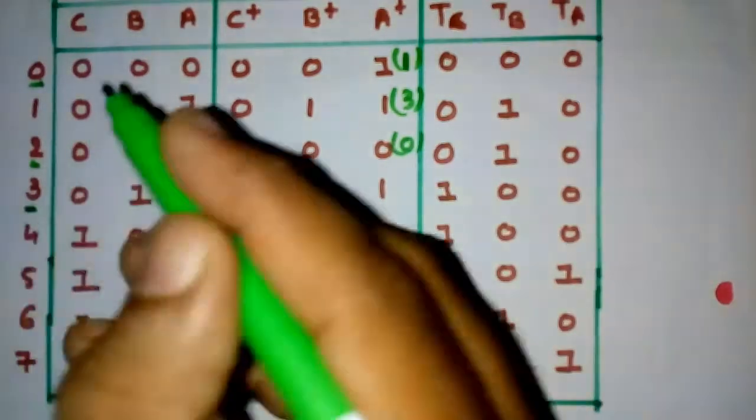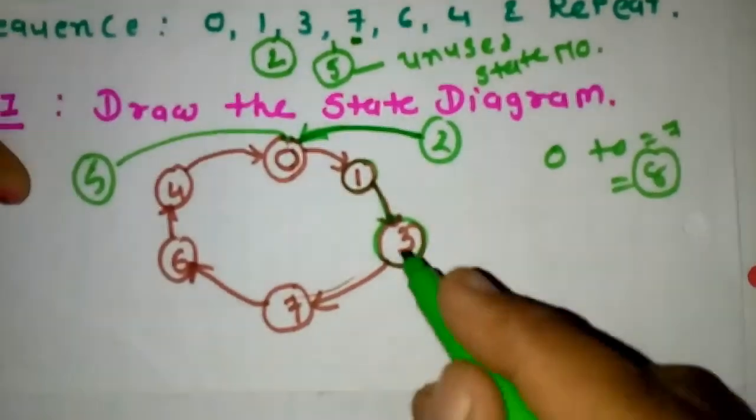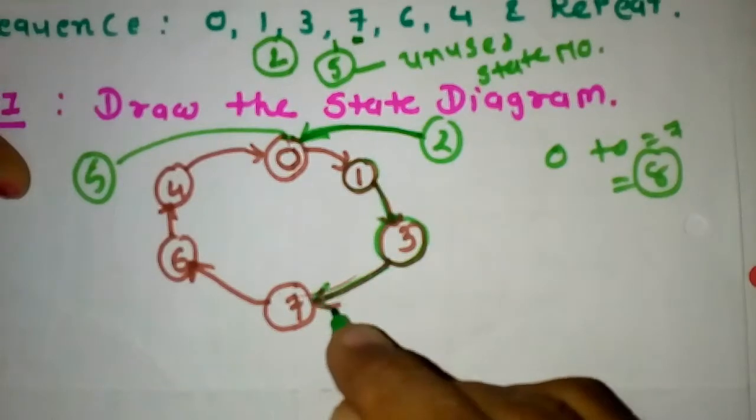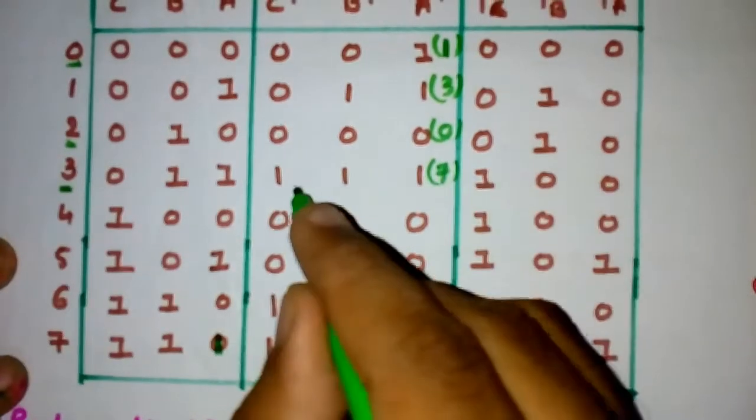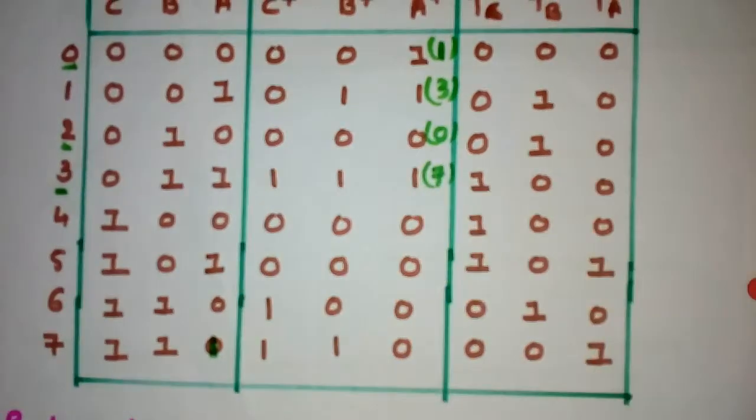After that, state number 3. The next state of state number 3 is 7. 7 means binary number 1 1 1.